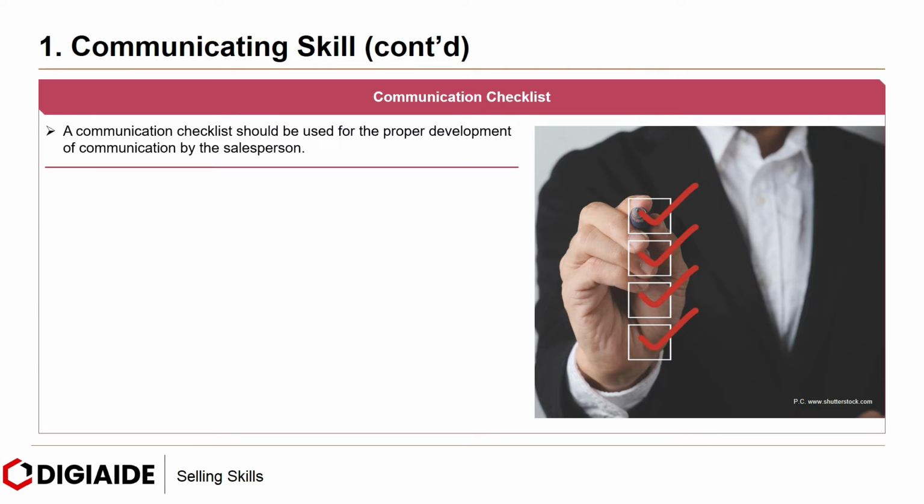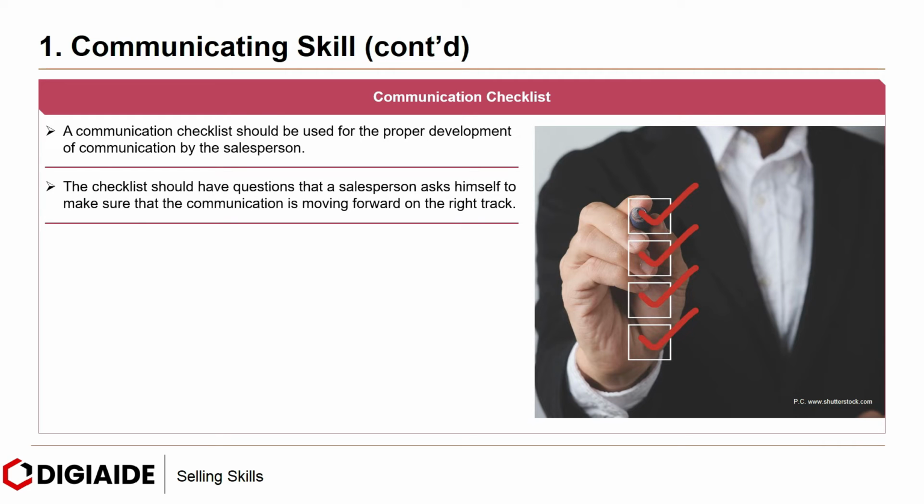Moving on, the communication checklist. The communication checklist should be used for proper development of communication by the salesperson. The checklist should have questions that a salesperson asks himself to make sure that the communication is moving forward on the right track. The checklist can be as follows.